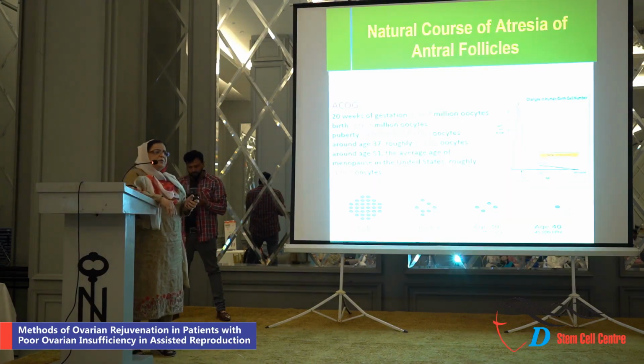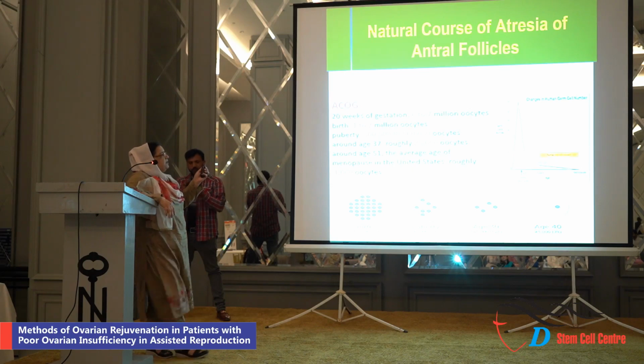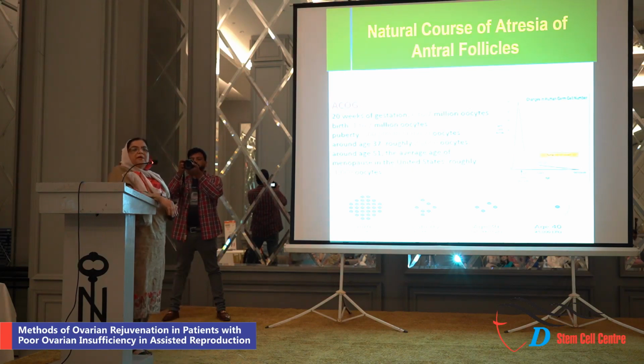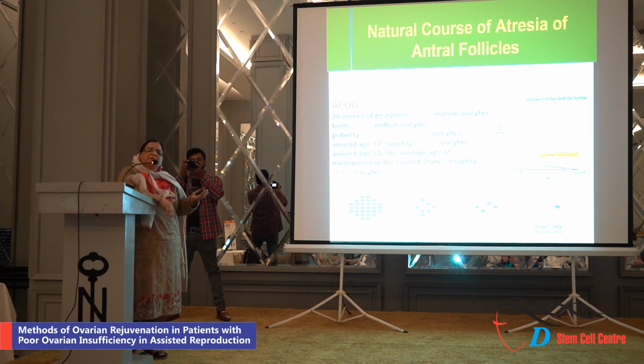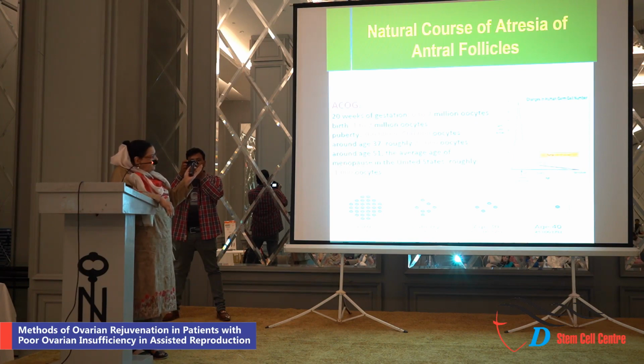A little bit of the physiology. At 20 weeks of gestation, the female fetus has 6 to 7 million eggs. But by the time of birth, they undergo depletion and atresia, so only 1 to 2 million are left. At puberty it is 300,000 to 500,000. By the time she reaches 35 there is a rapid fall, and at the age of 37 roughly only 25,000 follicles or eggs remain. And around the age of 51, the average even in Pakistan is 50 to 51, and this was from the United States, only 1,000 oocytes remain.